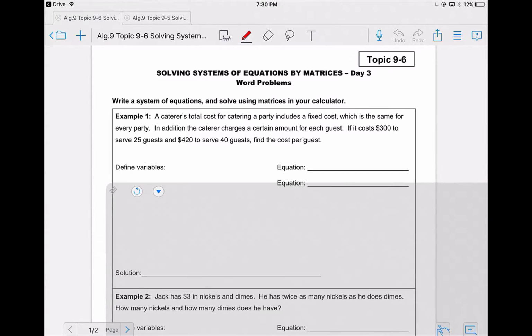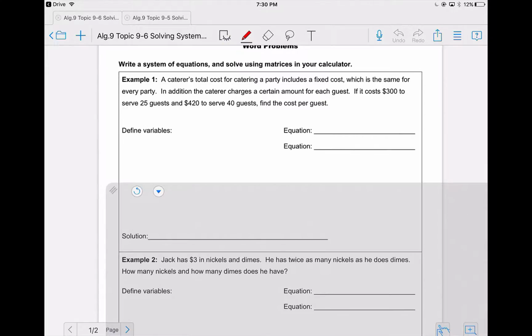This video covers topic 9.6 over solving systems of equations using matrices and word problems. So when we write word problems, we have to read carefully. We have to define our variables to try to figure out what I'm missing.